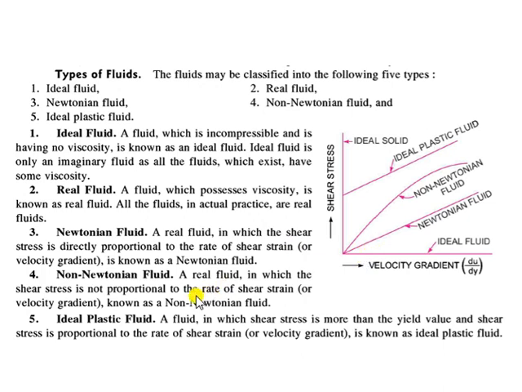Now, what are non-Newtonian fluids? Non-Newtonian fluids are those in which the shear stress is not directly proportional to the rate of shear strain. So it could be a positive slope or a negative slope. Right? Such types of fluids are called non-Newtonian fluids.